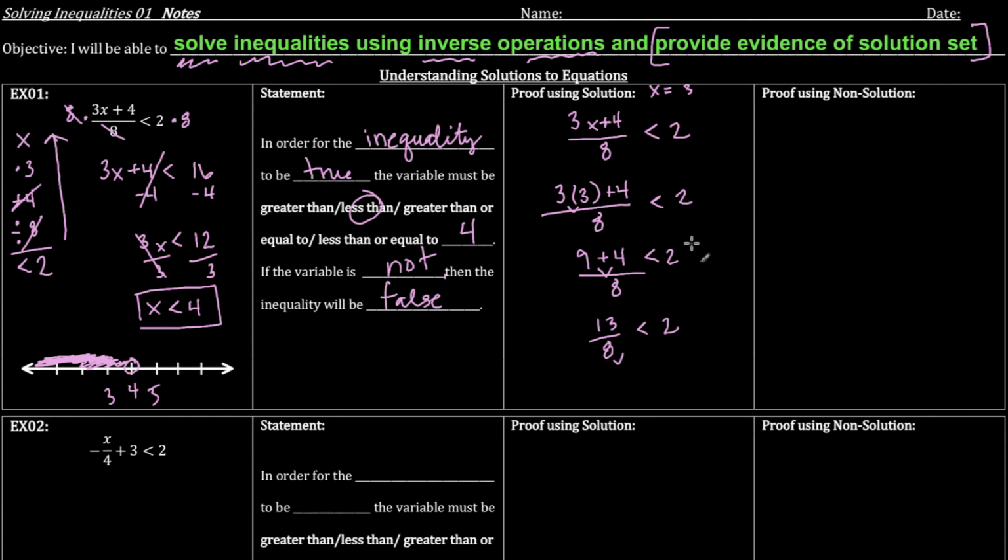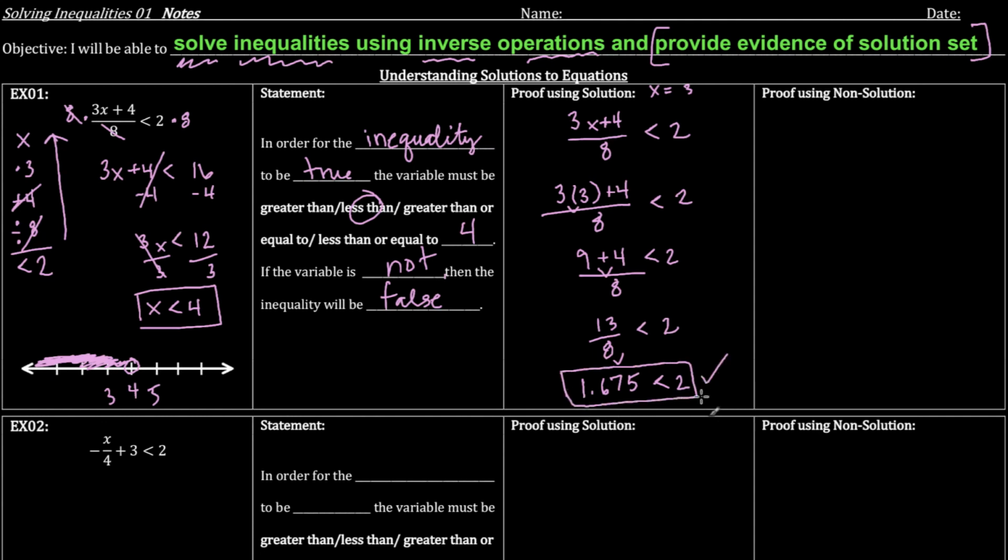I will go ahead and do this one. So 8 goes in there 1 time. There are 5 more, so that's 1.625. Good. Is less than 2. So 1 and 625 thousandths is in fact less than 2.